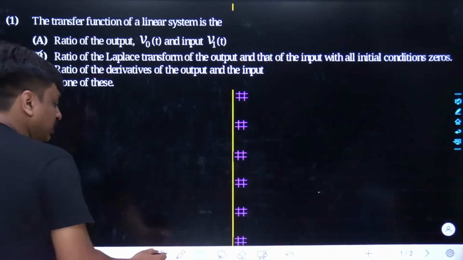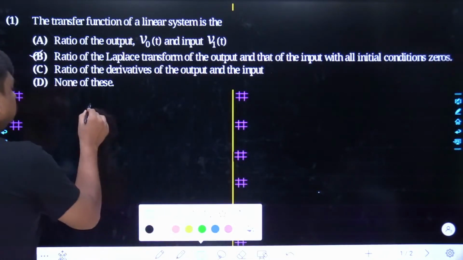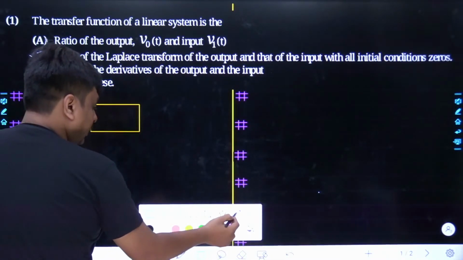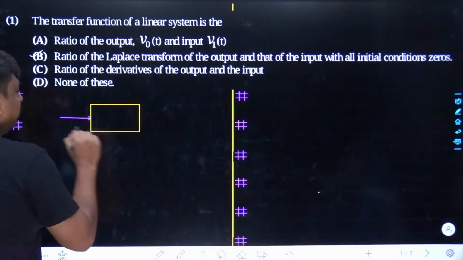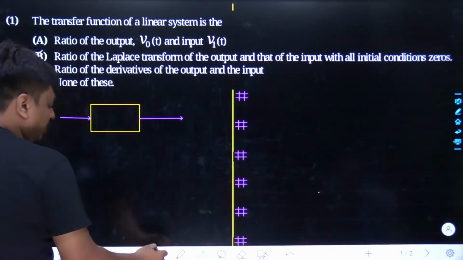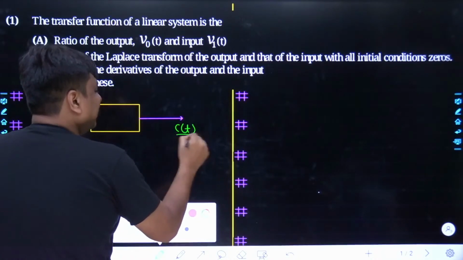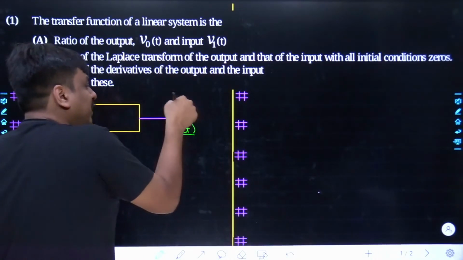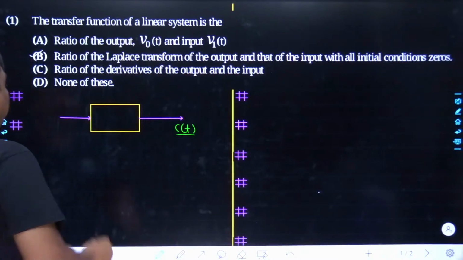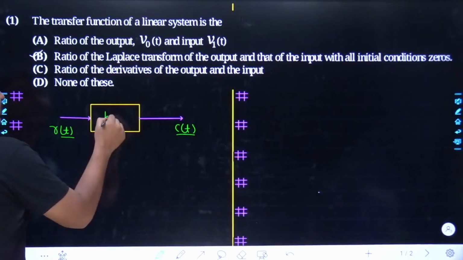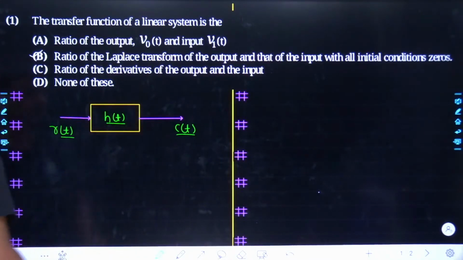So I have taken an example. Here we had a system which has been excited by a certain input. Let's take the input as r(t) and the output as c(t). What does that mean by c? c stands for a function and t stands for a function of t itself. That means everything has been given in the time domain. And let's say the system in the time domain is defined as h(t).